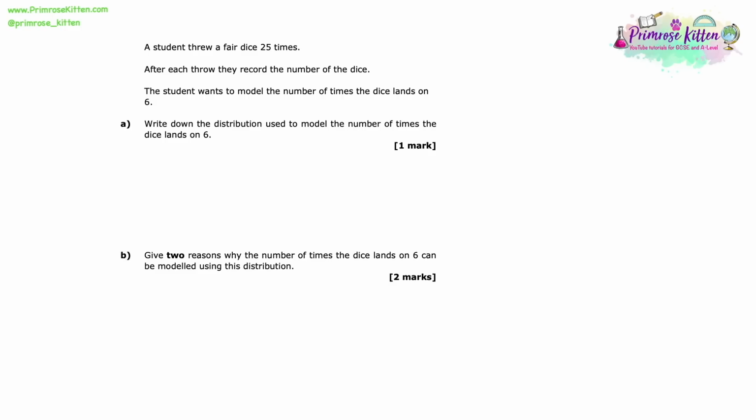A student threw a fair dice 25 times. After each throw, they record the number on the dice. The student wants to model the number of times that the dice lands on a 6.